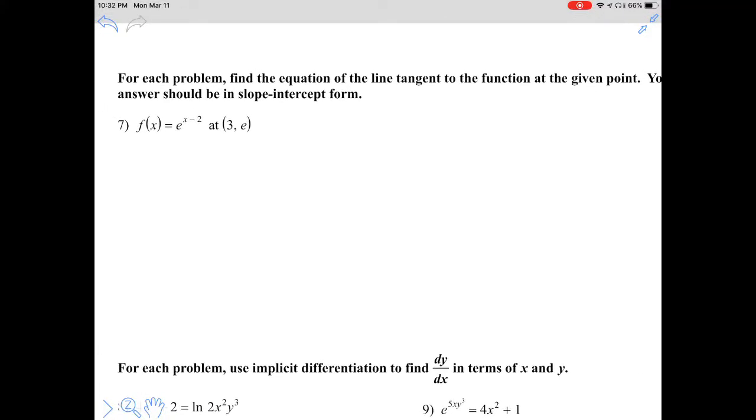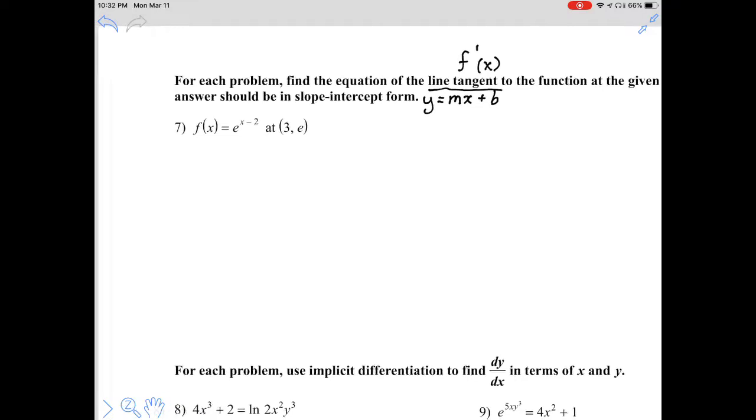Okay, so find the equation of a line tangent. So we need a tangent line. A tangent line is going to come from f prime of x, so we need to find the derivative. And then slope-intercept form, remember, is y equals mx plus b. So first step here is to find the derivative. Now the derivative of e to a power is e to that power multiplied by the derivative of that power, and the derivative of x minus 2 is 1. So the derivative is just e to the x minus 2.